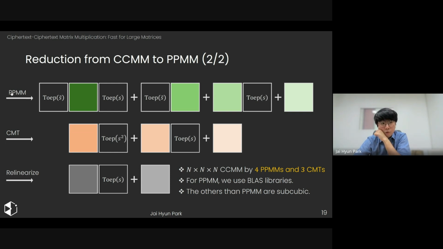For PPMMs, we can use BLAS libraries, so this should be done fast. For the other parts like CMT or relinearize, all the steps are sub-cubic. So compared to PPMM, that should be asymptotically and practically faster. So this is our reduction from CCMM to PPMM.